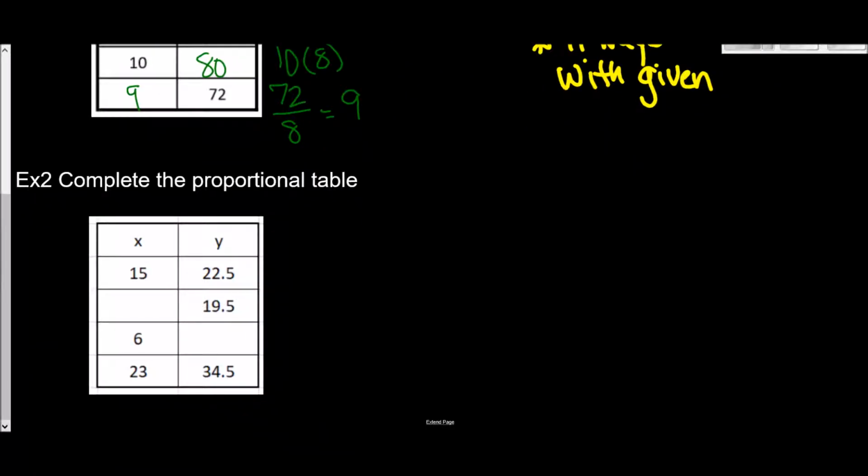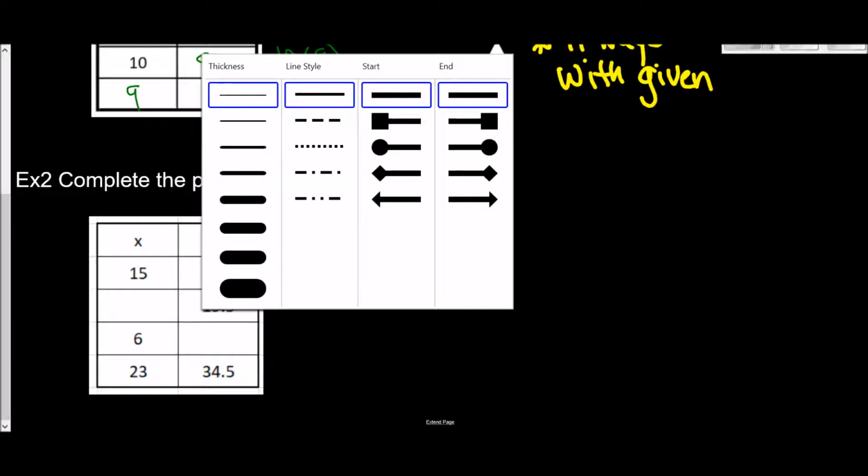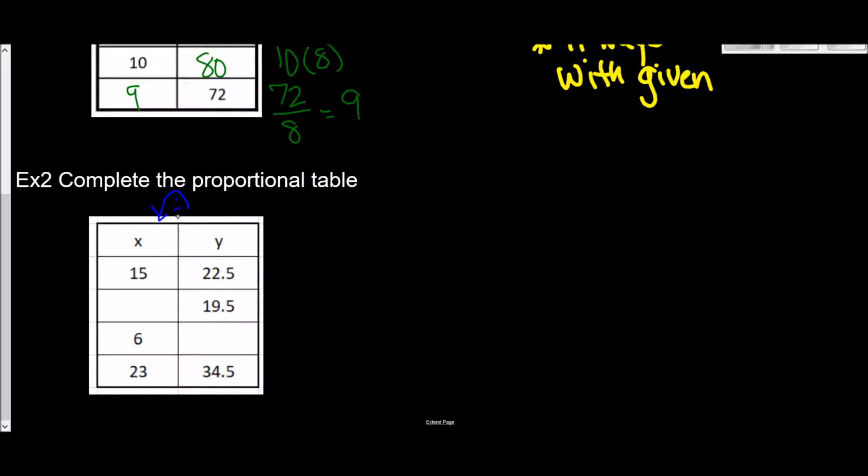I have another table. This time I have decimals. Decimals are not a bad thing. Again, I have to divide by 15, which is going to give me 1.5.